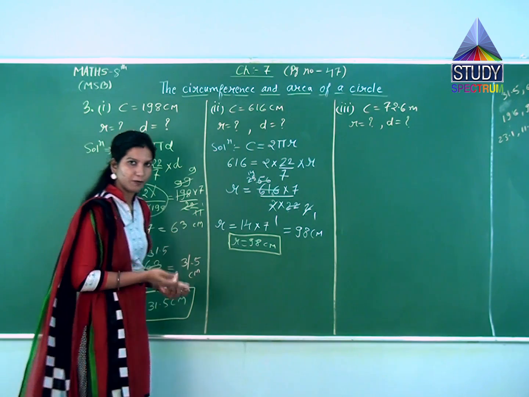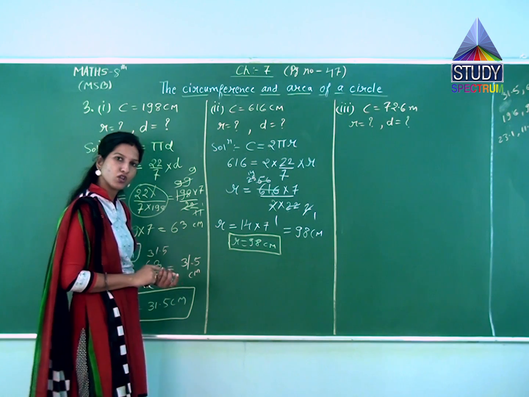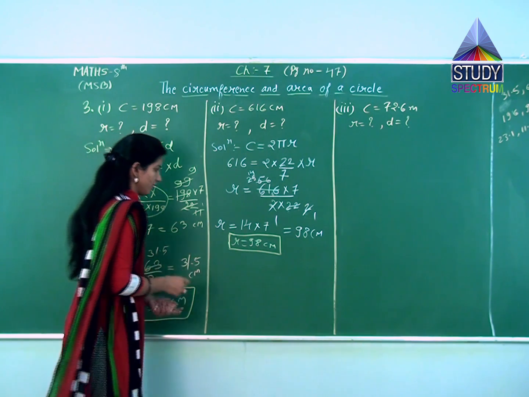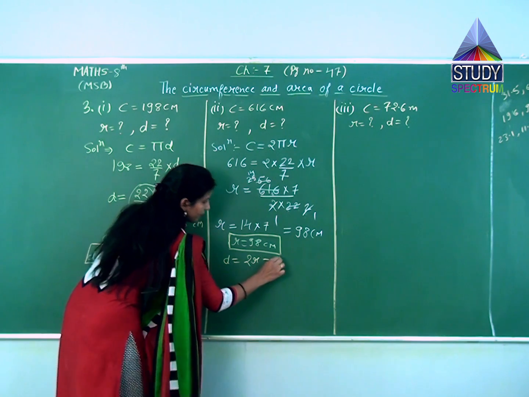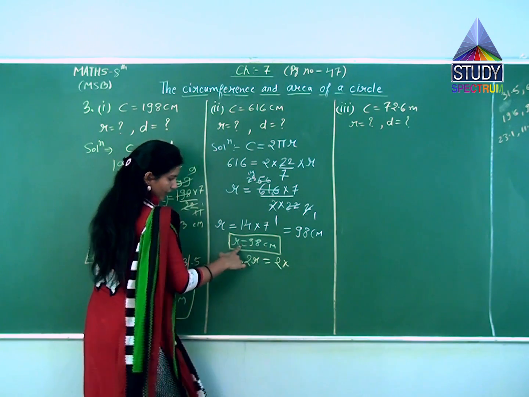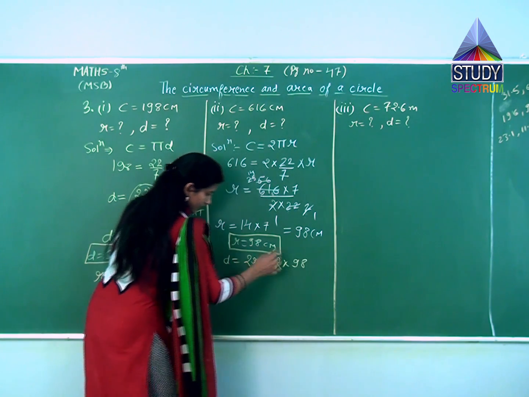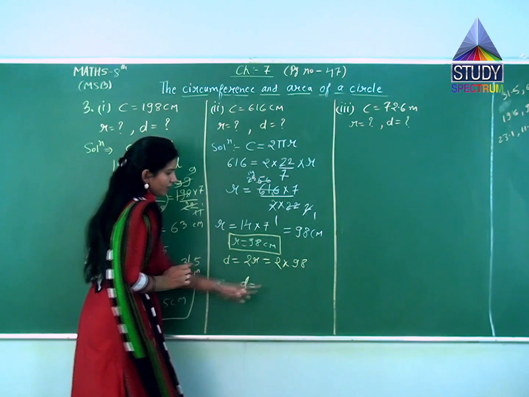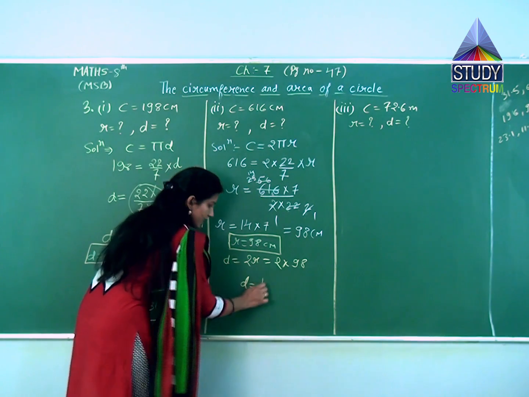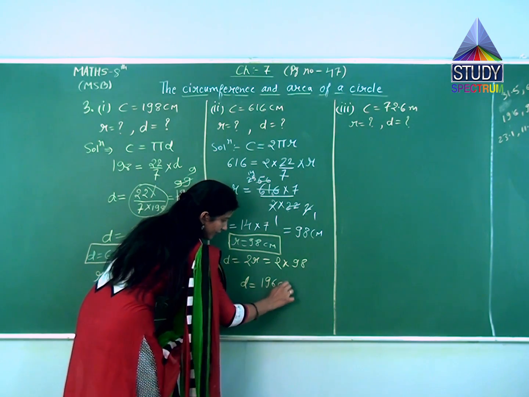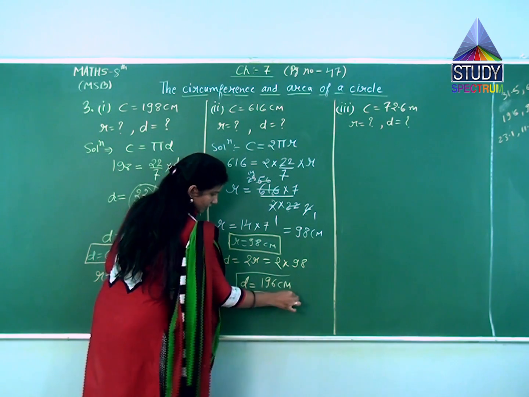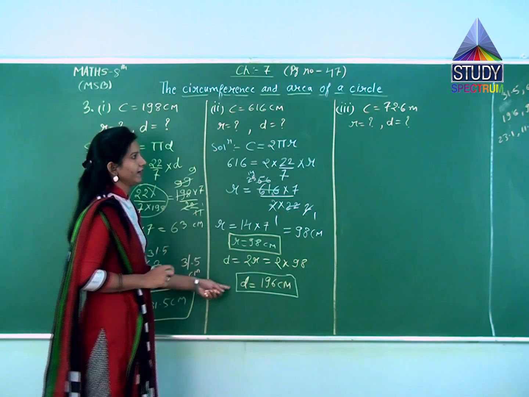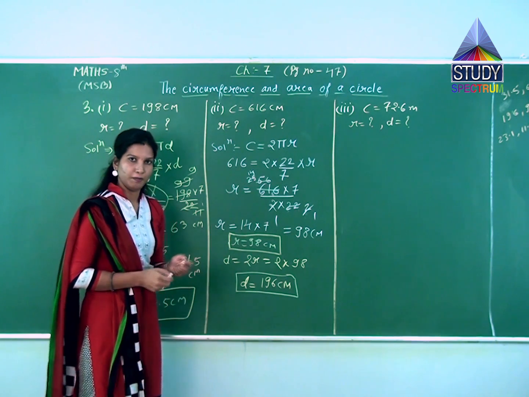Now we need to find out the diameter also, and the diameter is always 2 times the radius. That's why diameter will be 2r. It means 2 into r and r is 98. So our diameter will be 98 into 2, that is 196 centimeters. What is diameter? It is 196 centimeters.